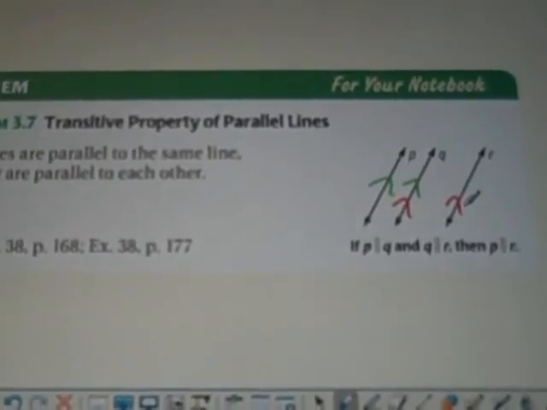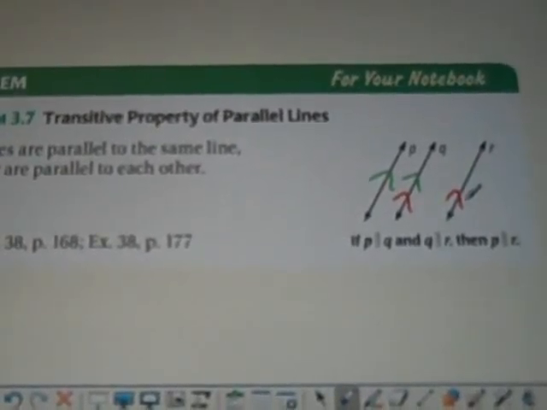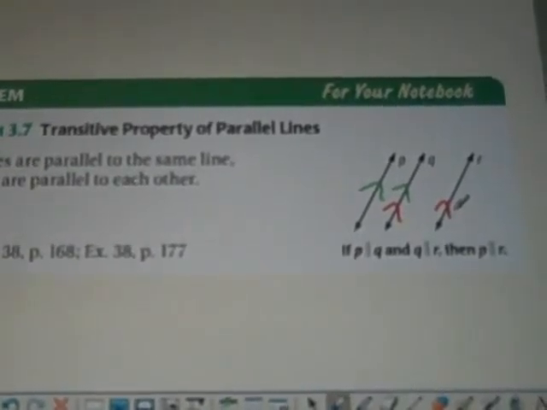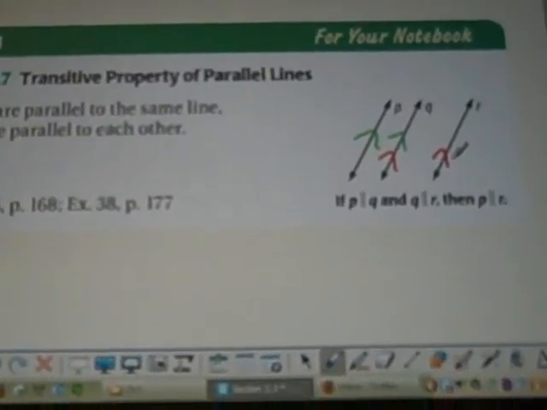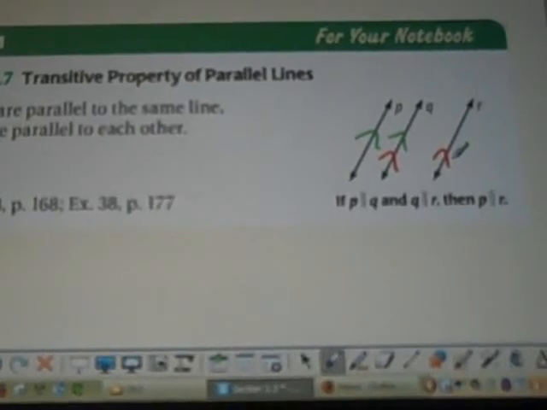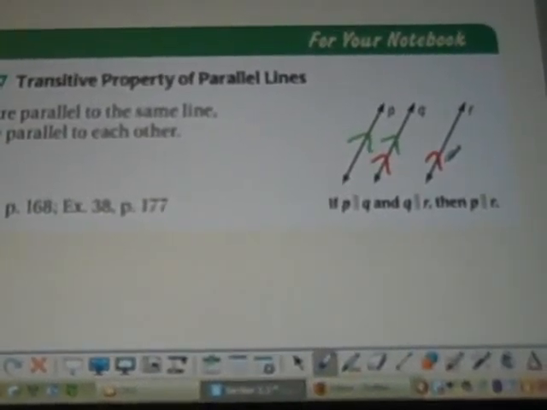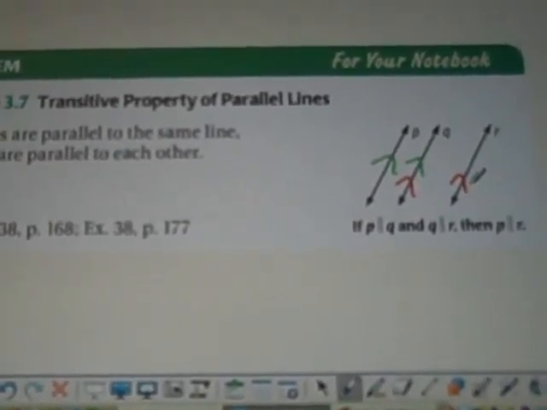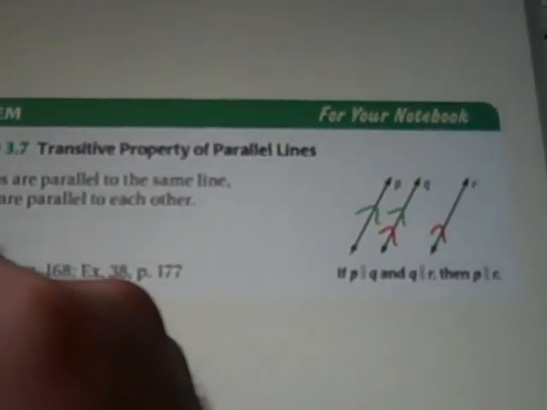Remember, transitive property is kind of the, if you give a mouse a cookie, he asks for a glass of milk. If you give him a glass of milk, he'll want a napkin. If you put the very first if with the very last then, this says if P is parallel to Q, Q is parallel to R, then P is parallel to R. It's just our transitive property, guys, going back and forth, using it over and over and over again.